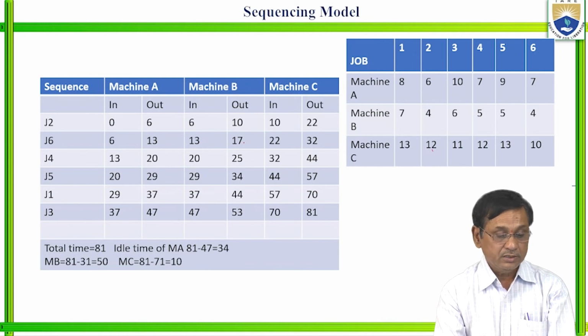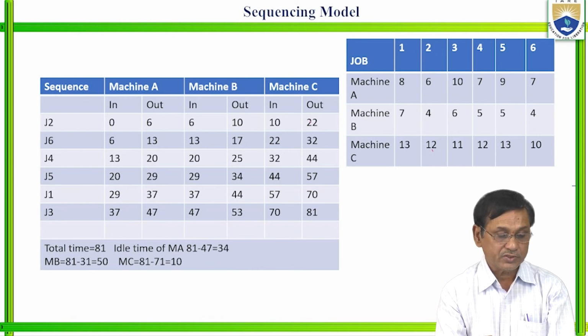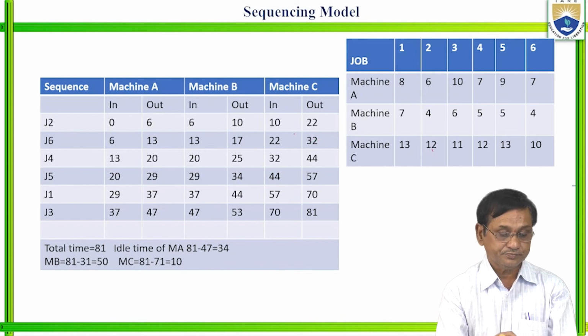Then J6 should go to machine C after 22 hours. Even though it is completed at the end of 17 hours, it should wait because the processing of job 2 is still going on machine C. Then it will enter machine C at 22 hours and the processing time required is 10, so it will be finished by 32 hours.